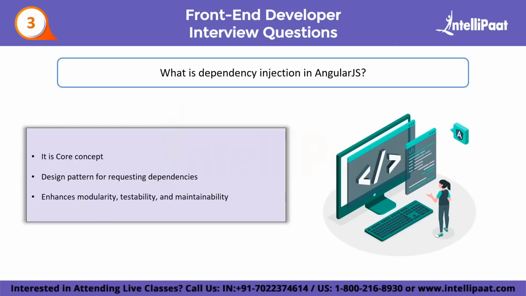The answer to this question is, dependency injection in AngularJS is a design pattern and technique that allows components to declare their dependencies and have those dependencies provided to them by an external source, typically the AngularJS framework itself. In simple words, it's a way for components to get the objects or services they need without creating those objects themselves. AngularJS has a built-in dependency injection system. When you declare components like controllers, services, or directives, AngularJS automatically injects the required dependencies based on their names.